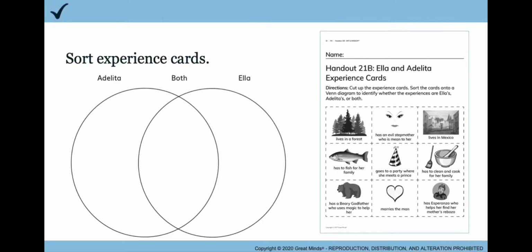All right, are you ready? You are going to sort the experience cards. You should sort all of the experiences on page 1 of handout 21B. If you like, you may sort the experiences on page 2 as a challenge. I'd like you to pause the video and complete the activity on handout 21B. Remember, if you don't have all the materials, you can draw a Venn diagram in your journal and then draw a picture or write a word to show where each experience belongs. Pause the video now to sort the experience cards.